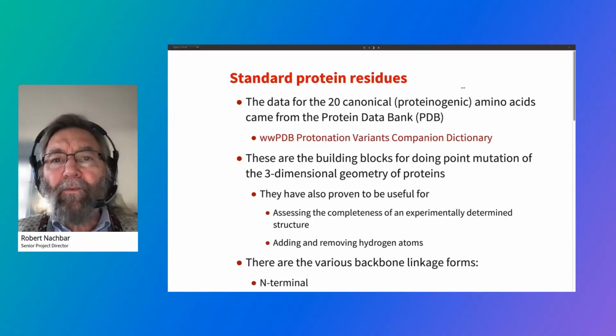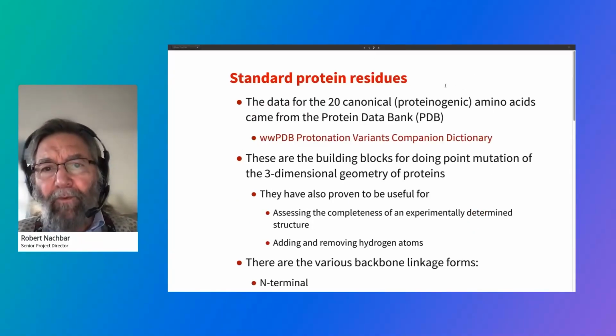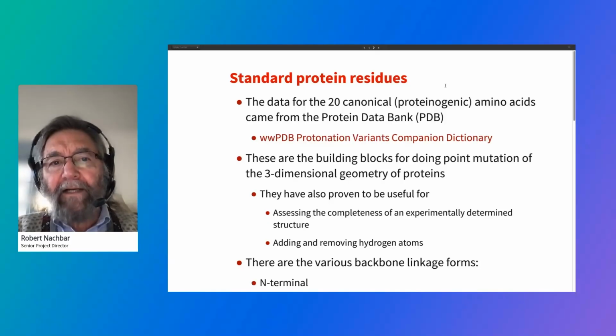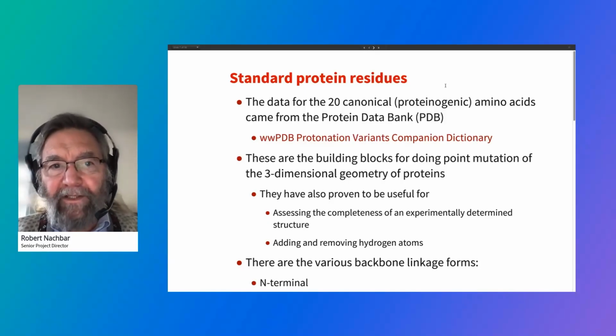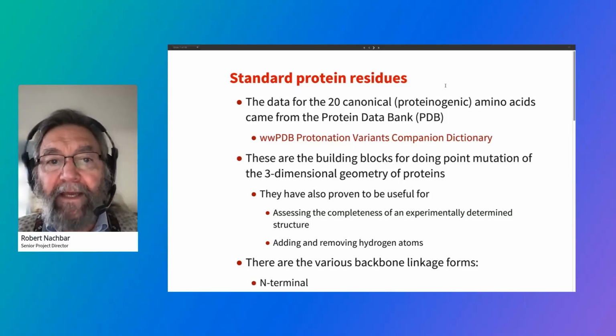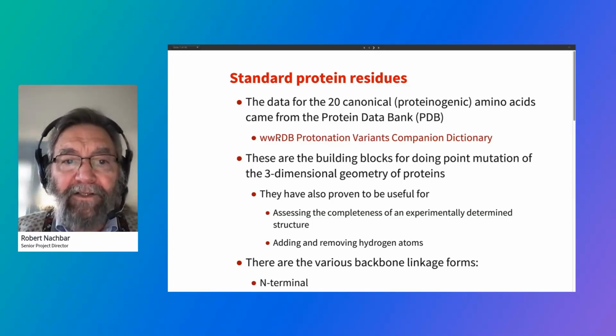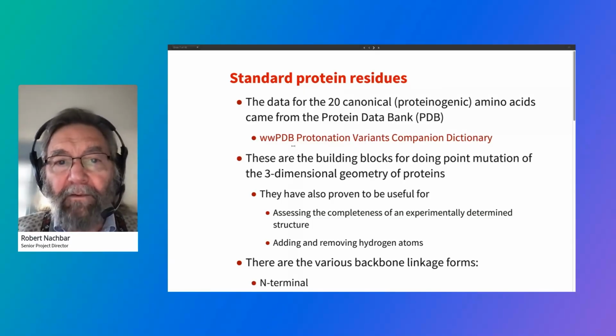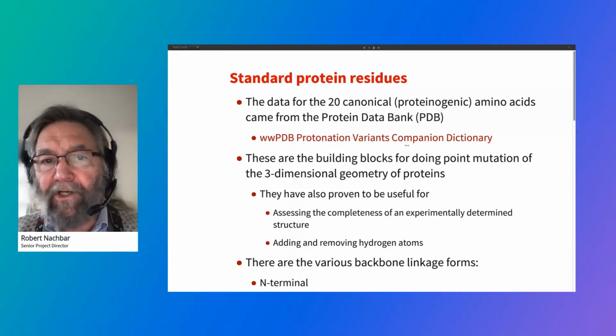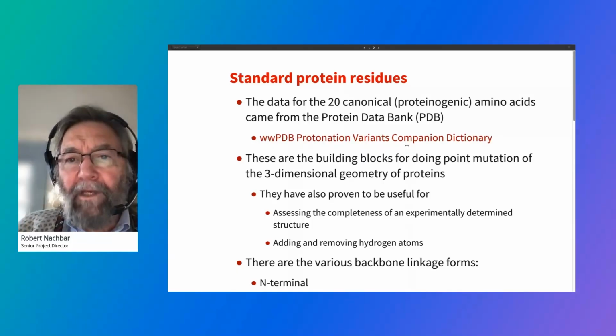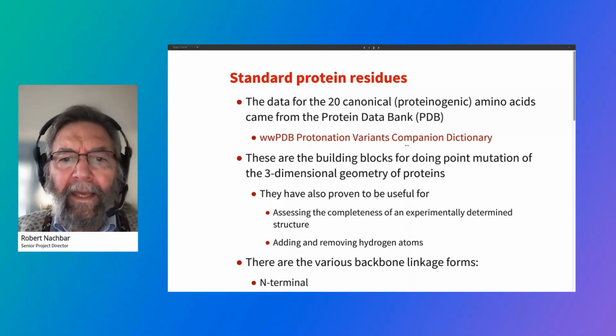Okay, so where do we begin? As I'd said, we wanted to think about working with the proteins at the residue level, and we'll need a collection of building blocks for them. And these would be the 20 canonical amino acids. And there is a data set of them at this link here for the PDB Protonation Variants Companion Dictionary for the 20 amino acids.